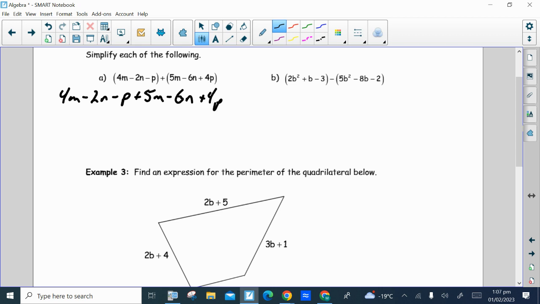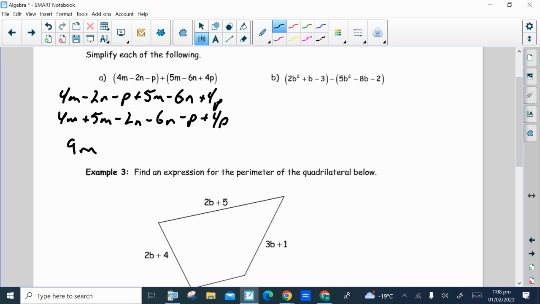So for that first example, there were plus signs in front of both brackets, so when we remove the brackets, absolutely nothing changes. All the signs stay the same. Always a good idea to collect your like terms. The more shortcuts you take, the greater chance you're going to make a mistake. And then you can combine your like terms to get your simplified answer.